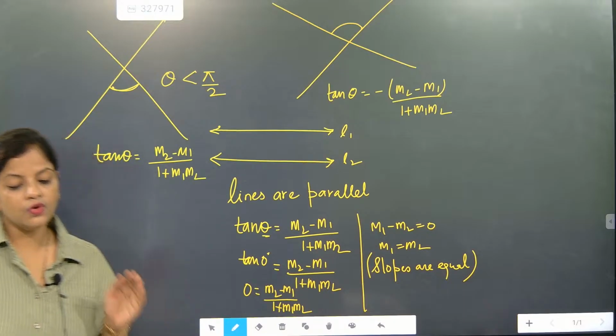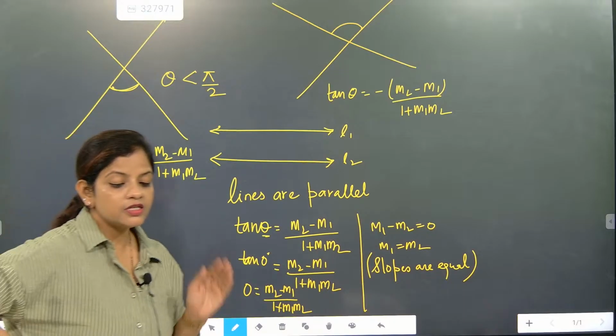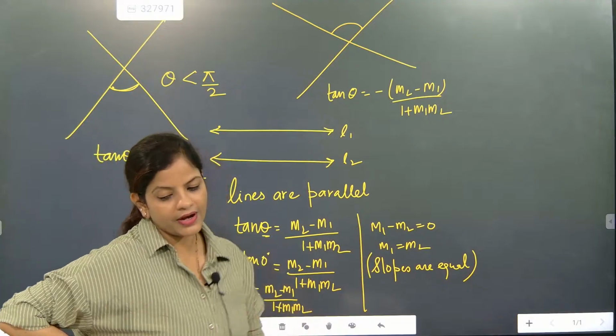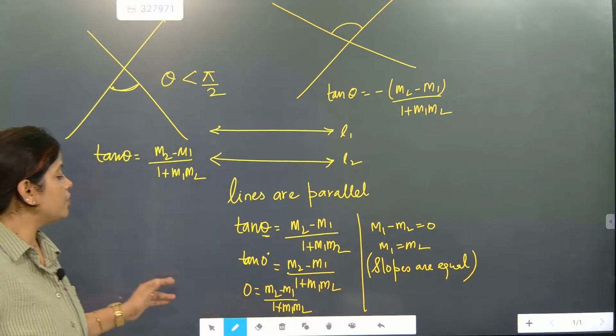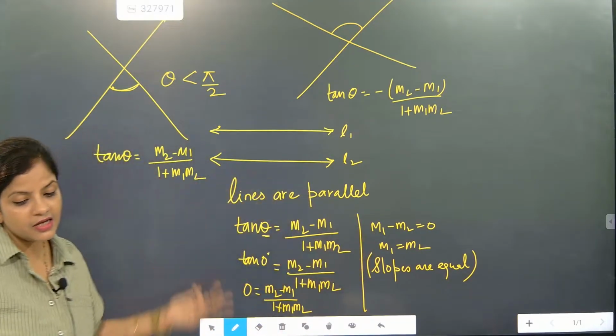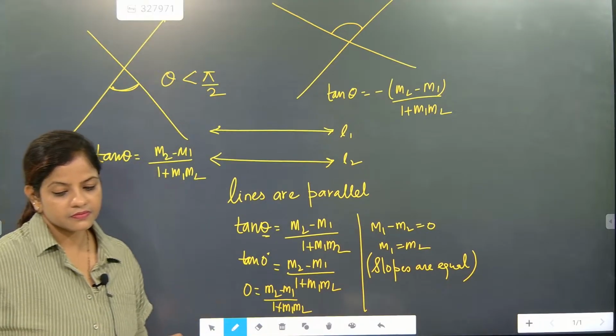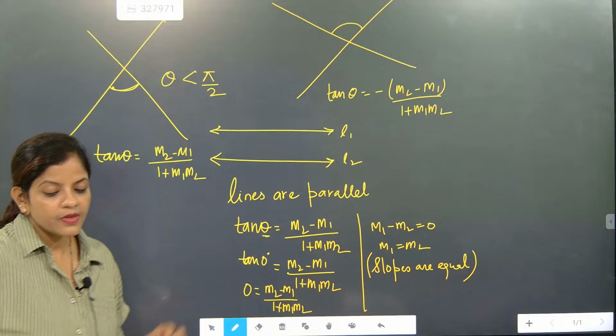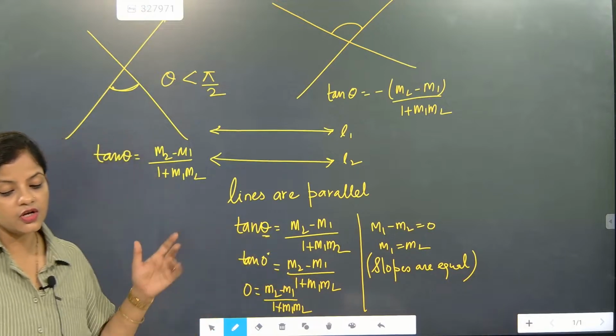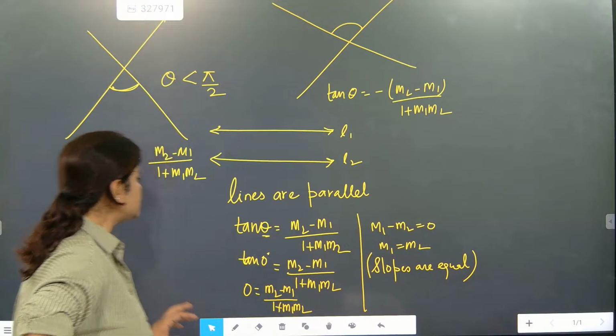Okay, so when two lines are parallel, their slopes will be equal. I hope you might have understood. Okay, good. So slopes are equal when lines are parallel. This is one important thing. Okay, so this is the one case when the lines are going parallel. Very good. So this is the first case.